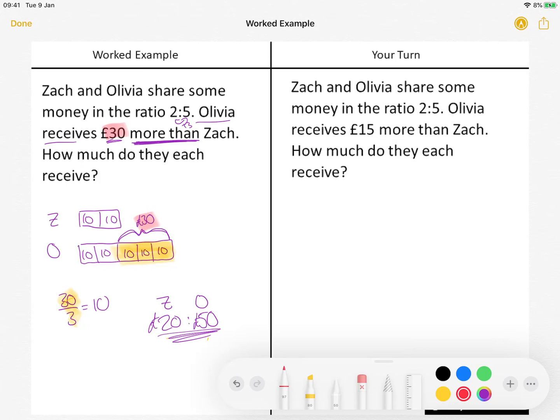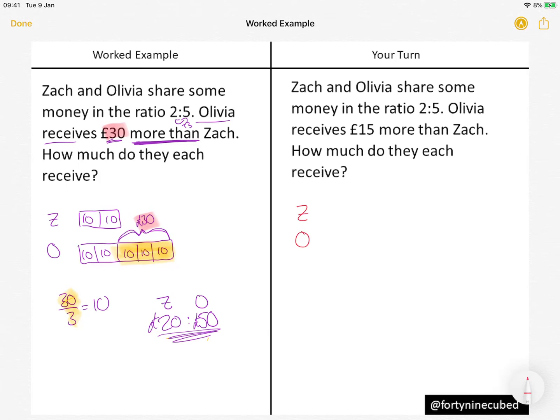So I'm hoping you've had a go at it now. It's going to start in the same way because it's the same ratio still. But this time Olivia receives £15 more than Zach. So something else we're going to do today is reflect, expect, check. I'm pretty sure we've done this a couple of times in class before. What happens is it's basically the same question with one slight change. The change is that the money has been halved. So how is that going to affect our final answer?